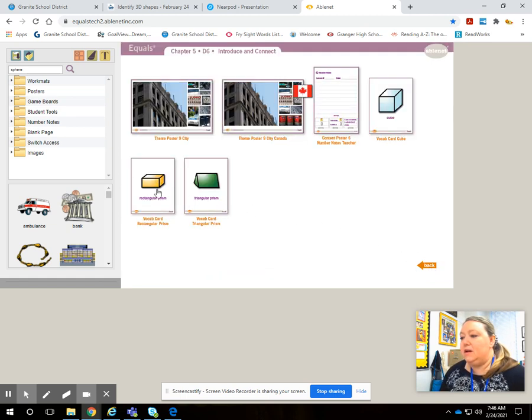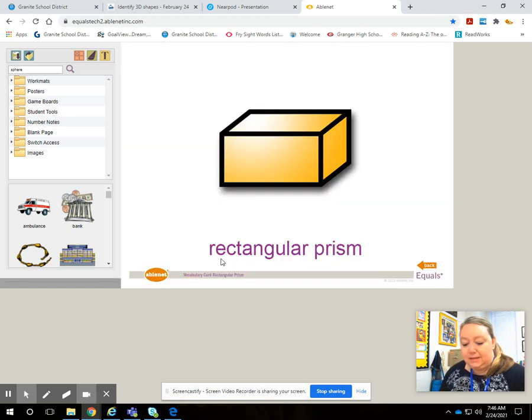Okay, let's look at our next shape. Oh, the next shape is kind of like a cube, but it's a rectangle. So where a cube is a square, a rectangular prism is a rectangle, okay? So let's look at some examples of a rectangular prism. A rectangular prism would be any kind of box like this, like a cracker box, a cereal box, those kinds of things, a cookie box. Those are rectangular prisms.